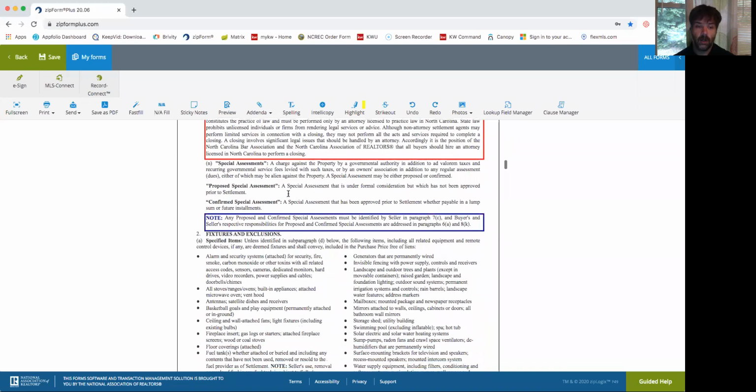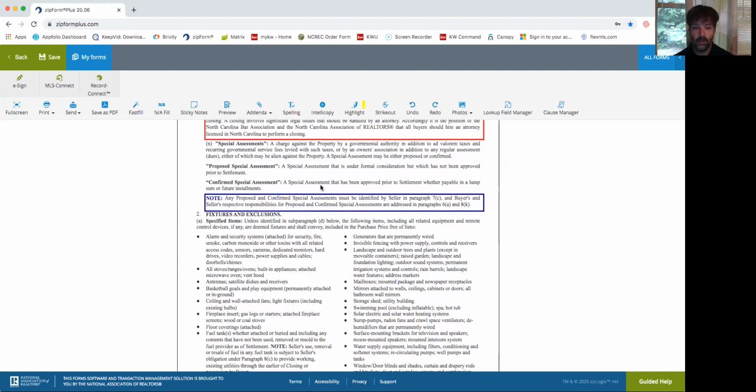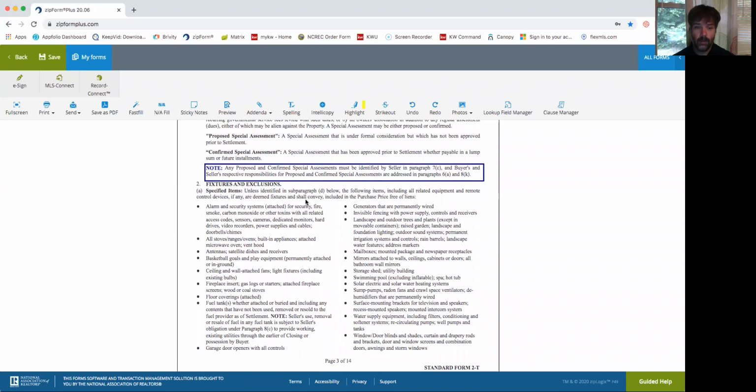Continuing our conversation, talking about special assessments and proposed assessments as defined. A special assessment might be something like an HOA, a tax assessment, a sewer assessment. And so they come in two different flavors. They're either going to be a proposed assessment or a confirmed assessment. Proposed means they're talking about it. It has not been finalized. A confirmed assessment means it has been finalized and there will be some installment or payment due. Now, remember that, and we'll talk about it in just a minute, the seller will pay confirmed assessments. The buyer will be responsible for proposed assessments.